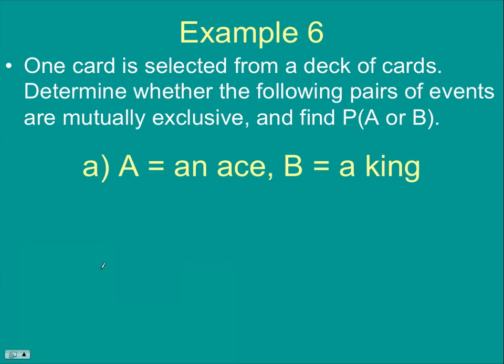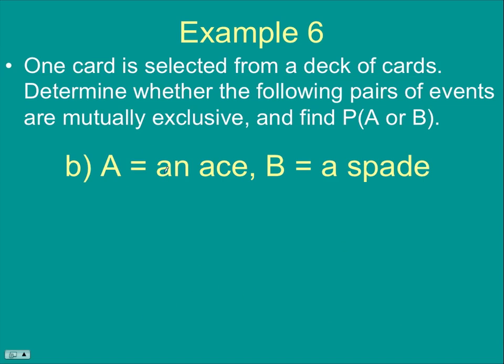So the probability of A or B is just going to be the probability of an ace, which is 4 out of 52, plus the probability of a king, which is 4 out of 52. And then since it's mutually exclusive, there's no chance of it being both. So we're just going to subtract 0. And here we get 8 out of 52, which will reduce to 2 over 13, or 15.4%.